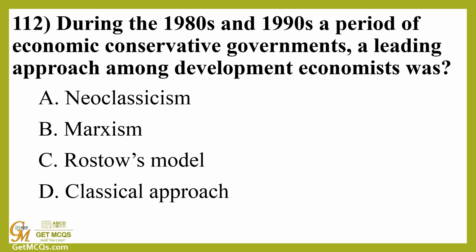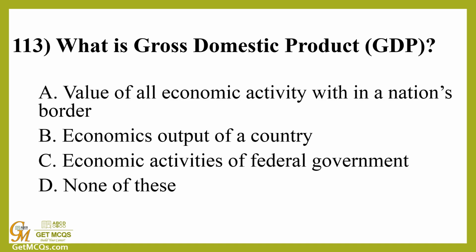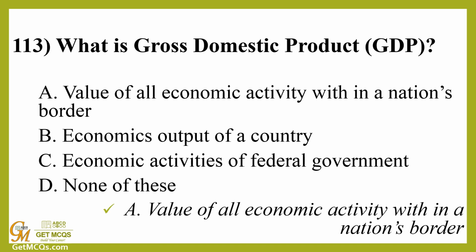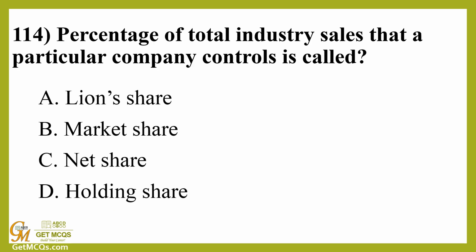112. During the 1980s and 1990s, a period of economic conservative governments, a leading approach among development economists was null. 113. What is gross domestic product, GDP? A. Value of all economic activity within a nation's border. 114. Percentage of total industry sales that a particular company controls is called B. Market share.